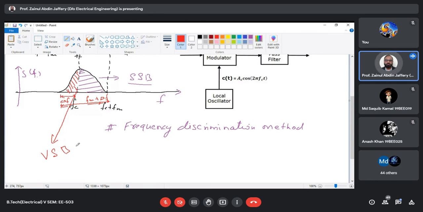सो दिस इज कॉल्ड VSB मॉड्यूलेशन। ये भी आपका मॉड्यूलेशन है, इसको पढ़ाऊंगा नहीं, क्योंकि पढ़ना नहीं है DSB मॉड्यूलेशन। And this is called vestigial side band modulation, right.